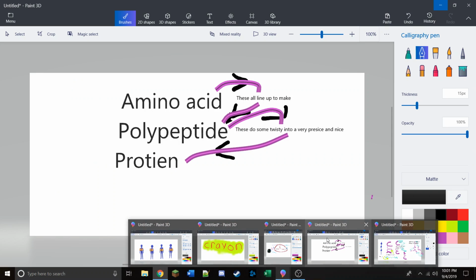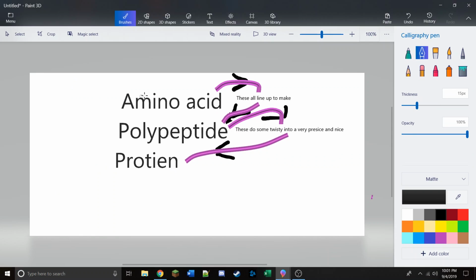I'm going to give you this overview right at the start. Amino acids all line up and make a polypeptide. Polypeptides do all kinds of twisty stuff and turn into a protein. I'm pretty sure I misspelled protein, but that's not important. Do you want an education or no? Alright. So, amino acid, polypeptide, protein. So let's talk about that.